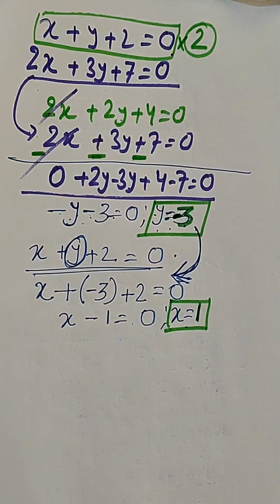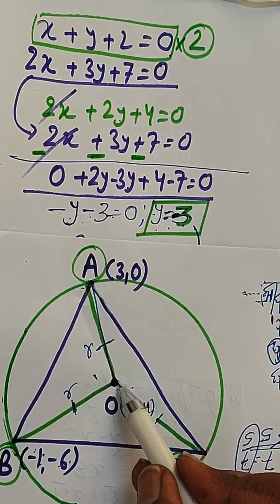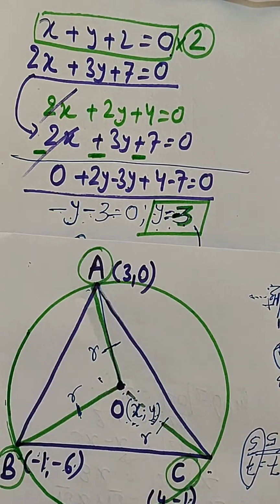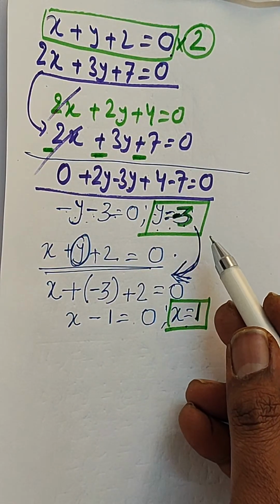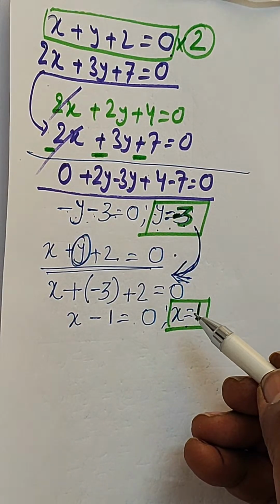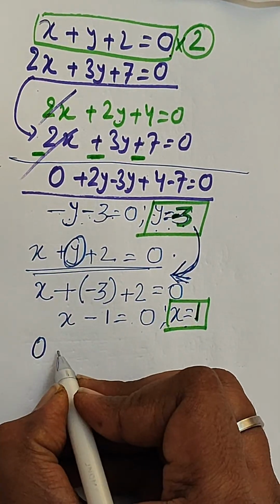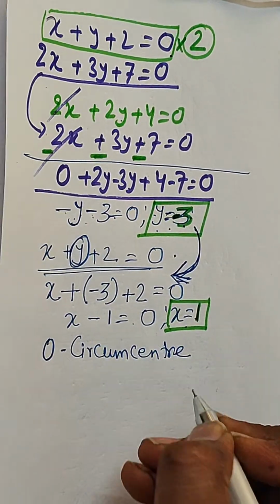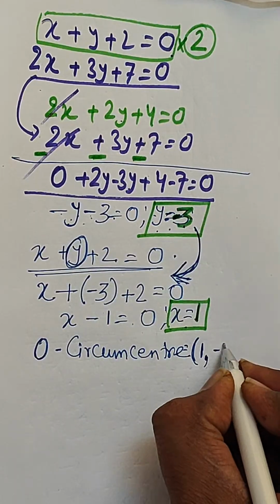So the center which we have considered for this circumcenter was O, whose coordinates were x and y, right? So the value of x and y is calculated, and that is 1 and minus 3. So 1 and minus 3 is the coordinate of the circumcenter. So the circumcenter O has the coordinates x and y, which is basically 1 and minus 3.